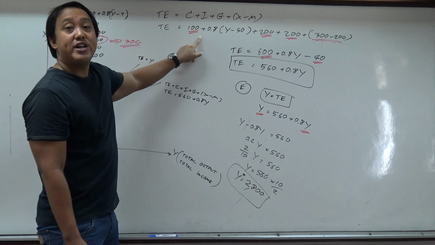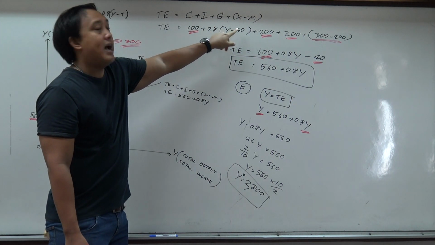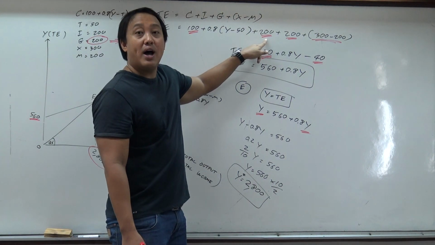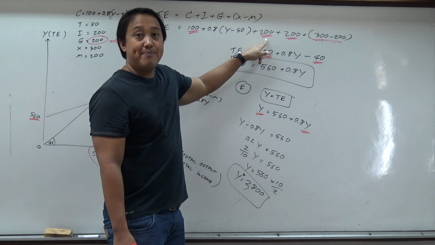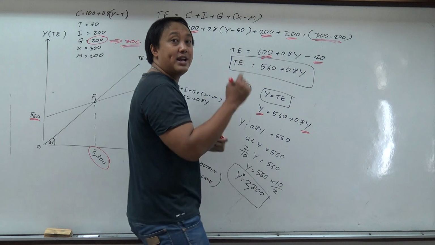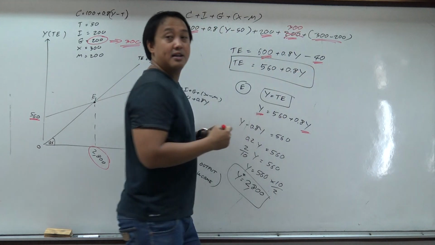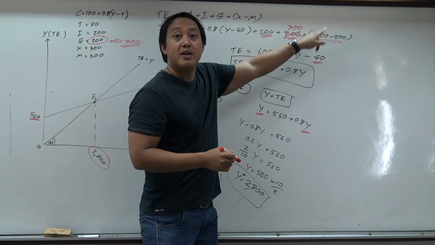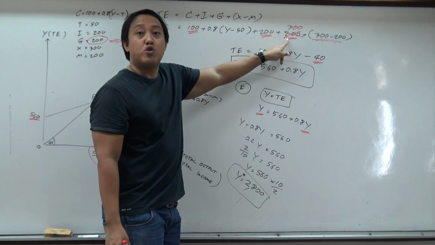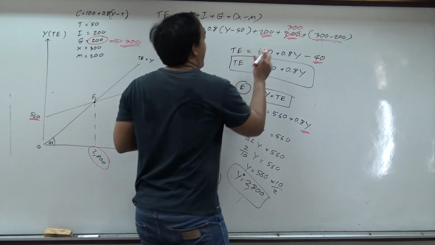Okay, consumption is still the same: 100 plus 0.8 multiplied by y minus t, or tax. Investment is still the same, 200. But the government spending is increasing from 200 to 300, so it's going to change to 300. Export is still the same. Import is still the same. Since I'm changing this from 200 to 300, I recalculate the whole equation.